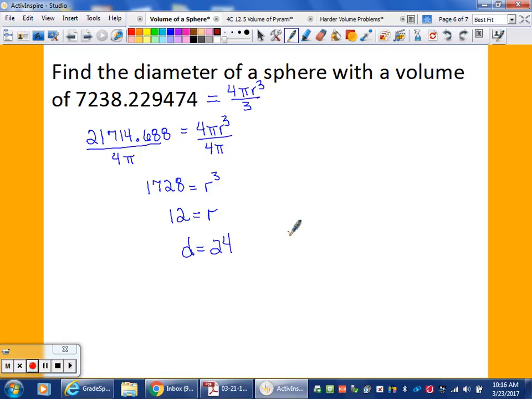Again, if they give me a volume of 7,238.229474, I set it equal to the 4 pi r cubed over 3. Multiply your 3 over, divide by your 4 pi. You get that r cubed is 1,728. From there, you take the cube root. Your radius ends up being 12, which means your diameter would be 24.